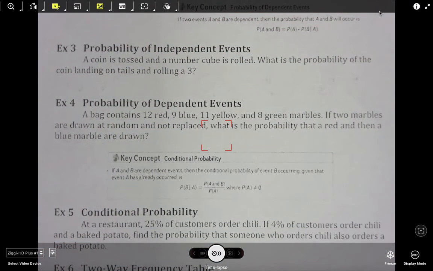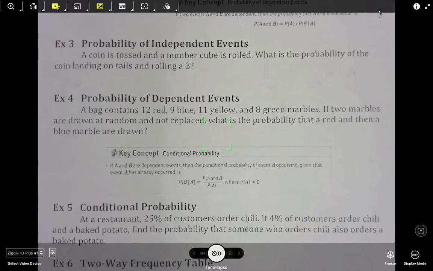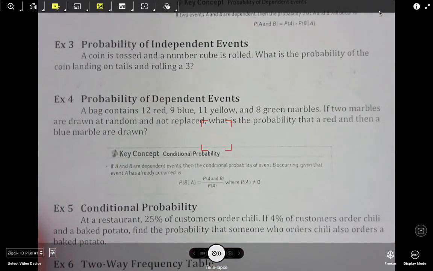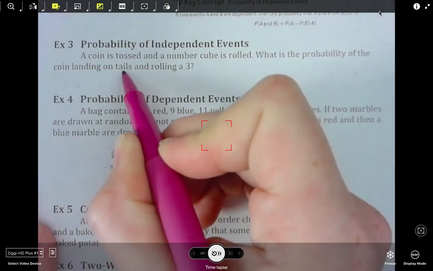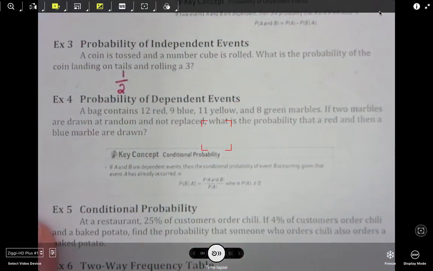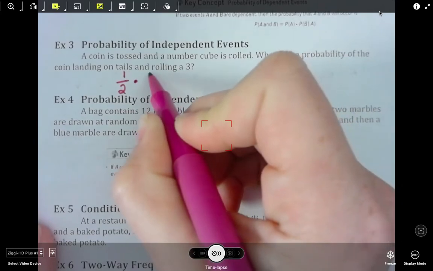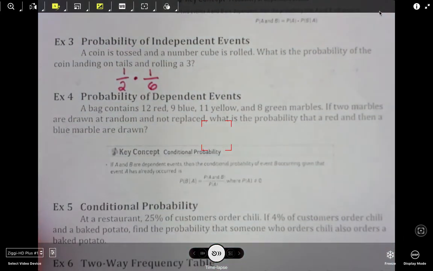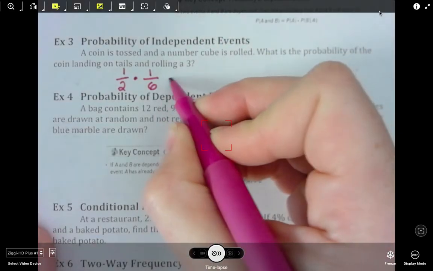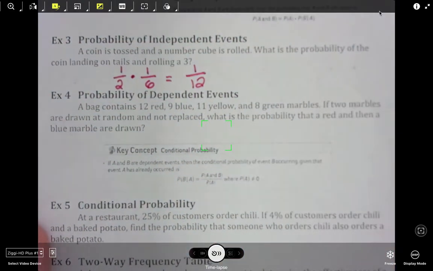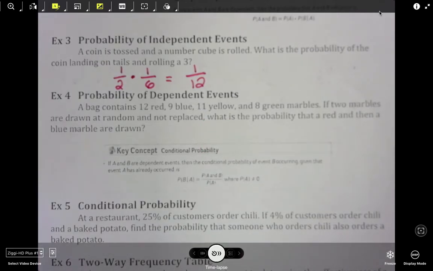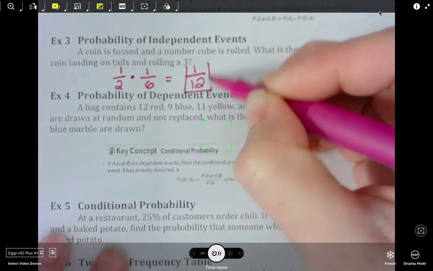Example 3, probability of independent events. A coin is tossed and a number cube is rolled. These are independent of one another because a coin has nothing to do with the number cube. What is the probability of landing the coin on tails and rolling a 3? Landing the coin on tails has a 1 out of 2 chance of happening. Rolling a 3 has a 1 in 6 chance of happening because there are 6 sides on a dice, and all I do is multiply them together. So I have a 1 in 12 chance of getting a tails and a 3 when I roll a dice and flip a coin both at the same time. So 1 in 12 chance of that scenario happening.